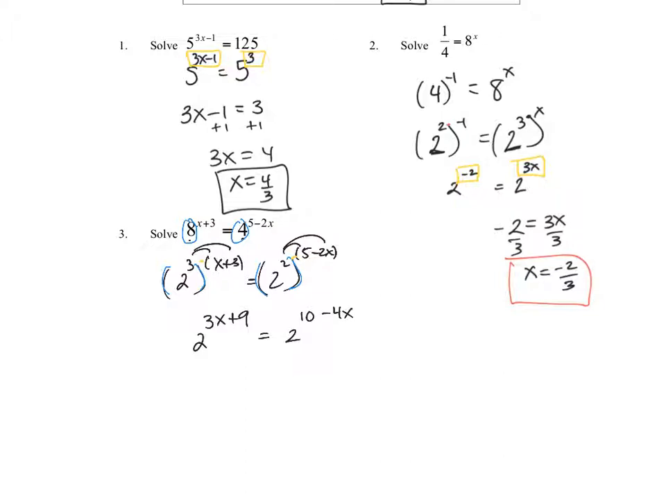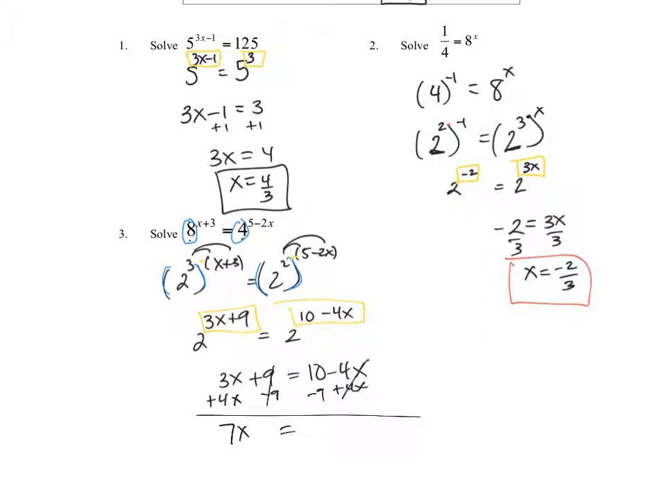And then we can use our equivalence property. Those exponents had better be the same. So we've got 3x plus 9 is equal to 10 minus 4x. And then we just solve that, add 4x to both sides. So we've got 7x, and then subtract that 9, is equal to 1, which gives us that x is equal to 1/7. Done and done.